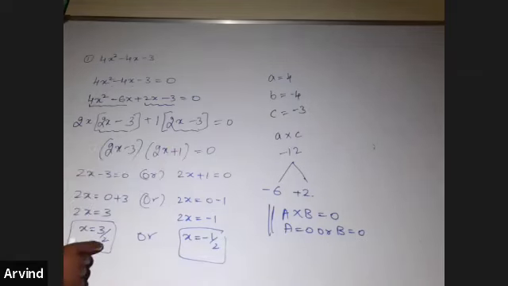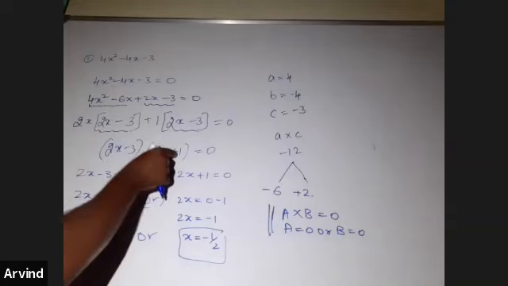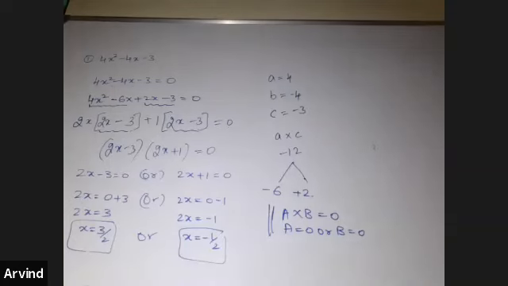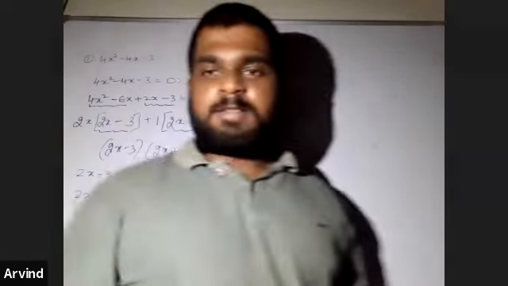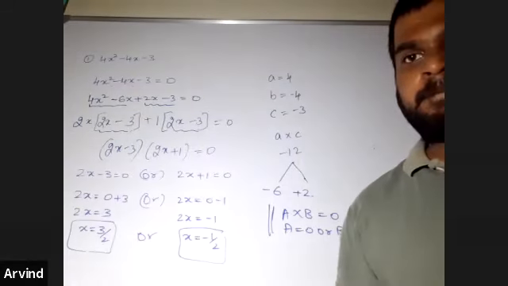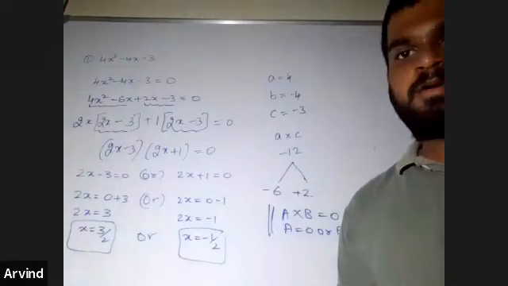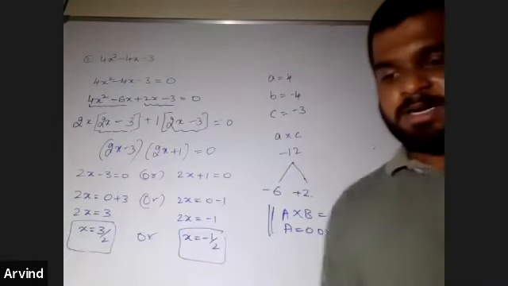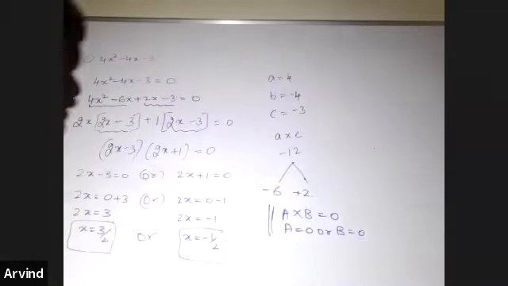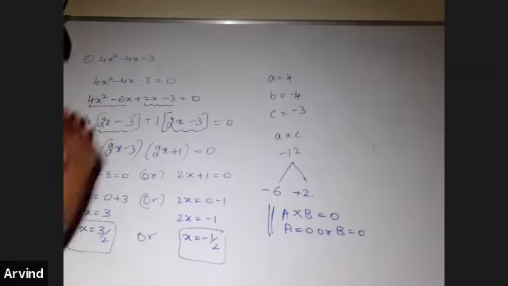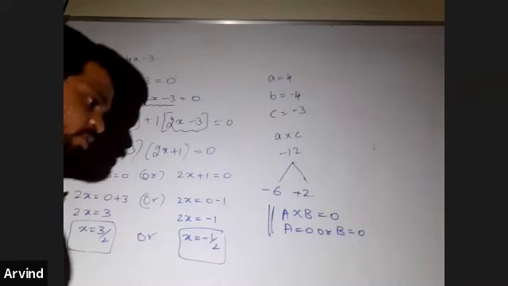If this is 0, what x value do we get? 3/2. If that is 0, what x value do we get? -1/2. Is it clear? Yes, sir. I hope to a certain level it's clear. Okay. Anyhow, it's time up. I just helped you with this method.